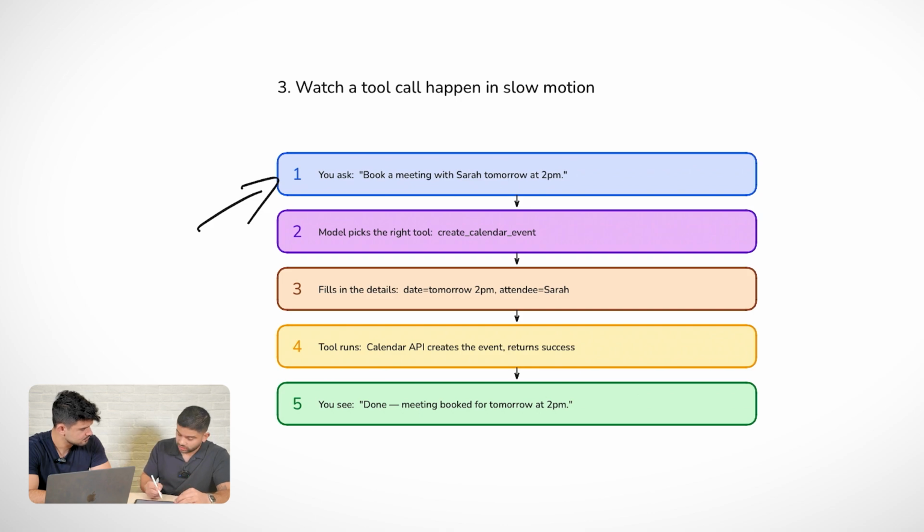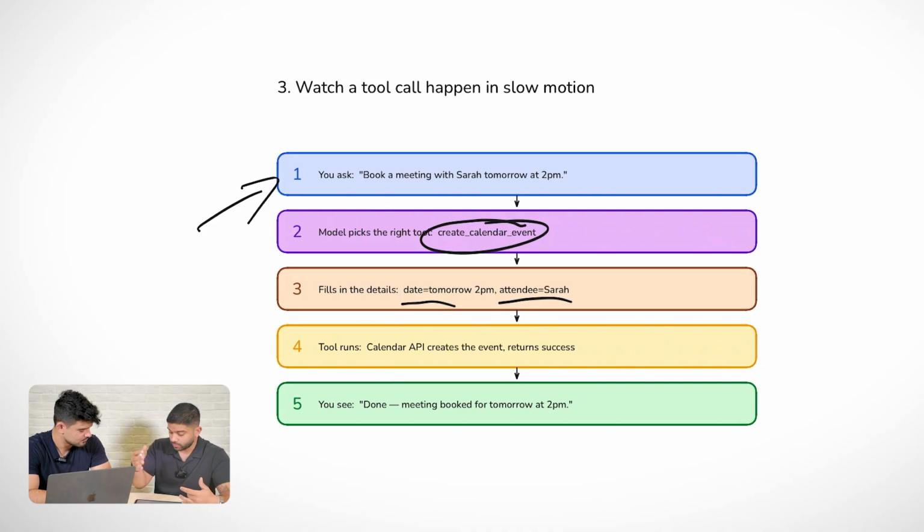After picking the tool call, it actually needs to input the actual details that the tool call is asking for. So the tool call essentially says, okay, if you want to create a calendar invite, you need to give me the date, you need to give me the attendee, and a bunch of other information. Some are optional and some are required. In this case, it's tomorrow, 2 p.m. with Sarah. And so what the LLM does is it uses the API, sends that tool call, and then it reverts back to you and it says, hey, I've done this tool call, I'm done.